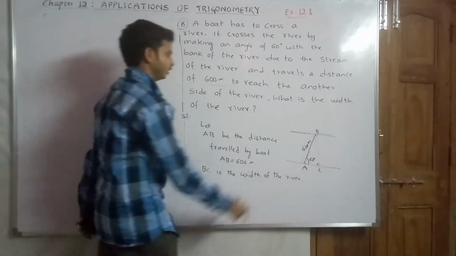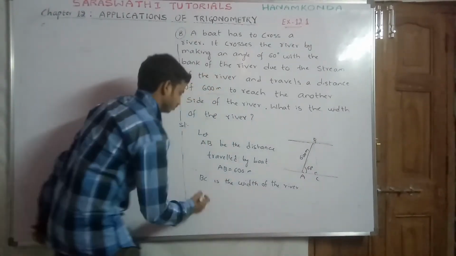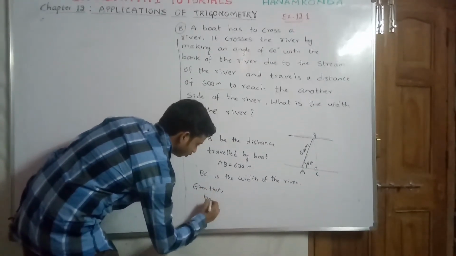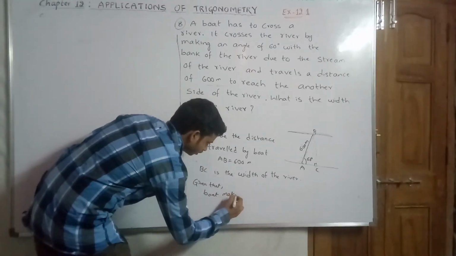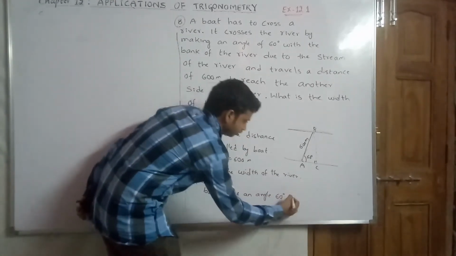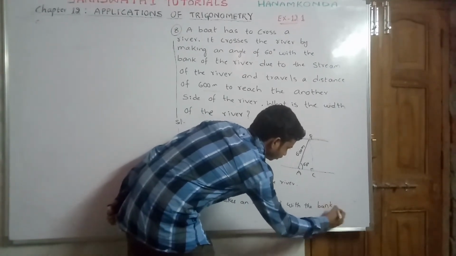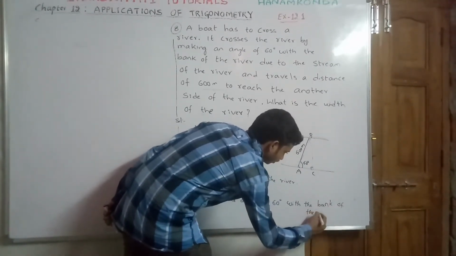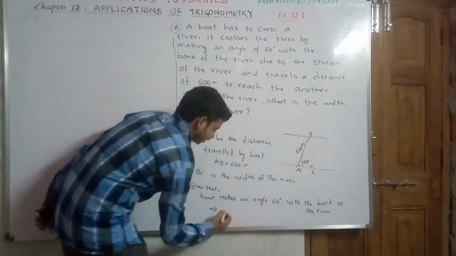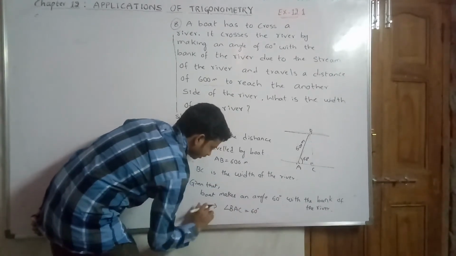So in the question it is given that the boat makes an angle 60 degrees with the bank of the river. So it implies that angle BAC equals 60 degrees. Okay, angle BAC equals 60 degrees.